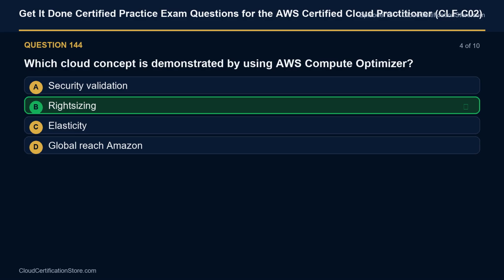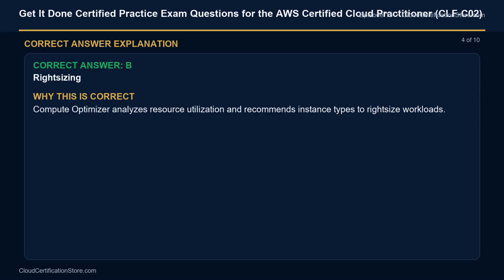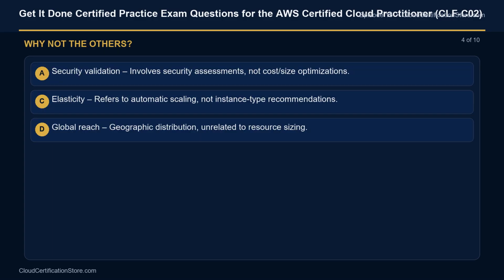The correct answer is B, Right Sizing. Explanation: Compute Optimizer analyzes resource utilization and recommends instance types to right-size workloads. Why not option A? Security validation involves security assessments, not cost or size optimization. Why not option C? Elasticity refers to automatic scaling, not instance type recommendations. Why not option D? Global reach is geographic distribution, unrelated to resource sizing.